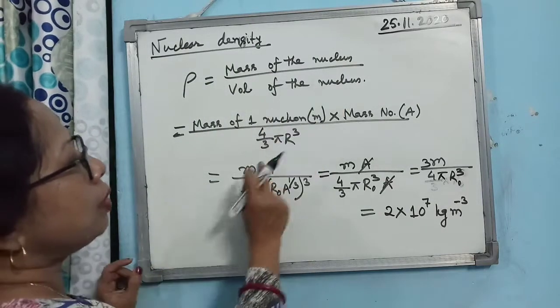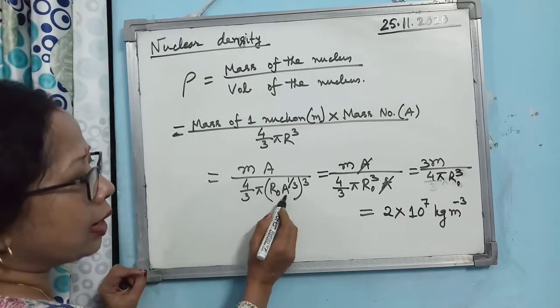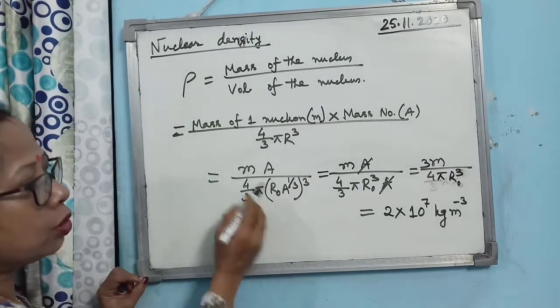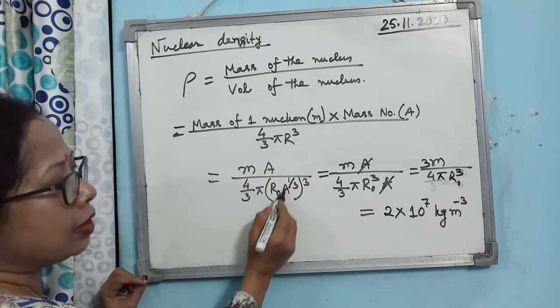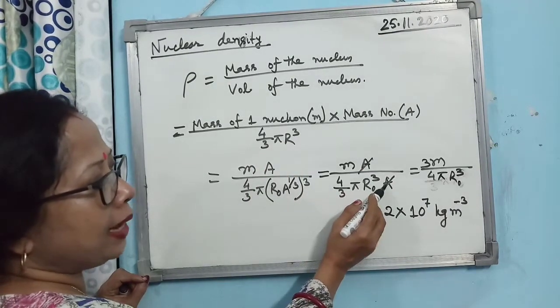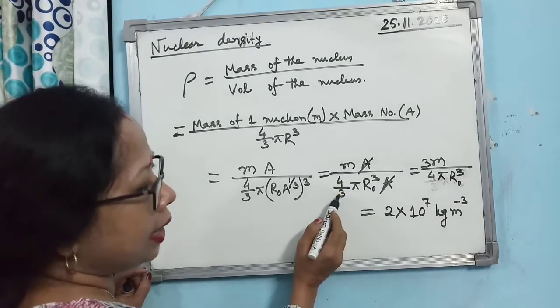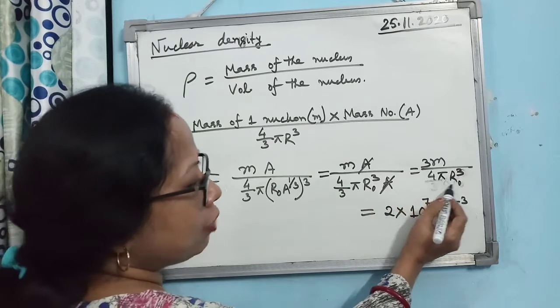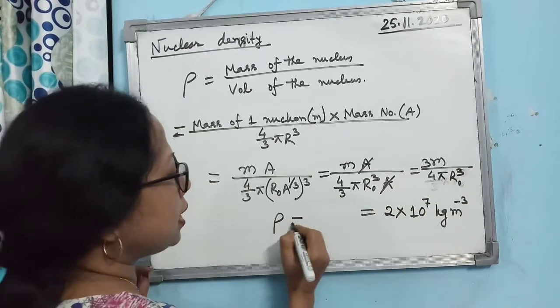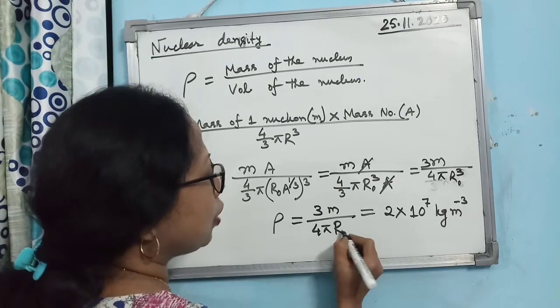And volume of the nucleus, you can write 4/3 pi r cube. Again, you know r is equal to r naught a to the power 1/3. So, you just substitute r by r naught a to the power 1/3 whole cube. So, it is becoming r naught cube a. So, a and a get cancelled. So, it is coming 3m by 4 pi r naught cube. So, you see the density of a nucleus is given by this formula.